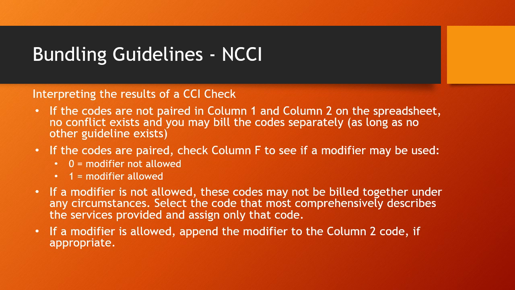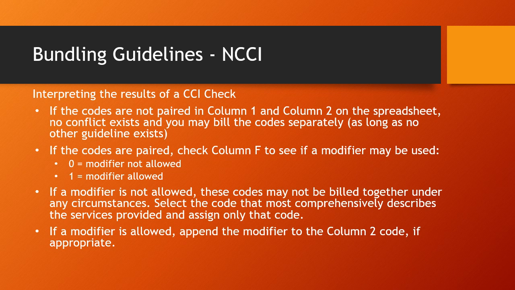If the codes are paired, then I need to check column F and see if a modifier may be used. So again, I gave you those values. Value 0 means a modifier is not allowed. I can never bill those two codes together on the same day. Value 1 means a modifier is allowed, which means that if appropriate, I can put a modifier on one of my codes and bill them together.